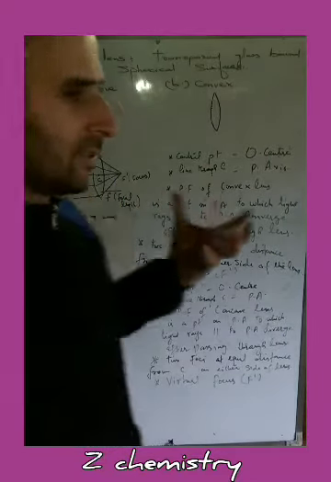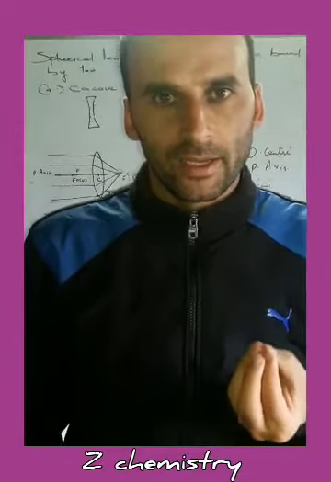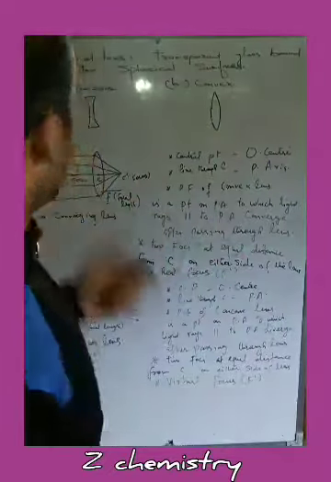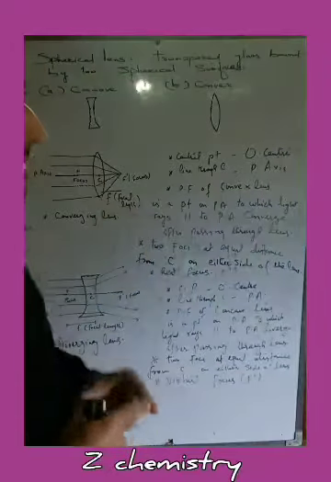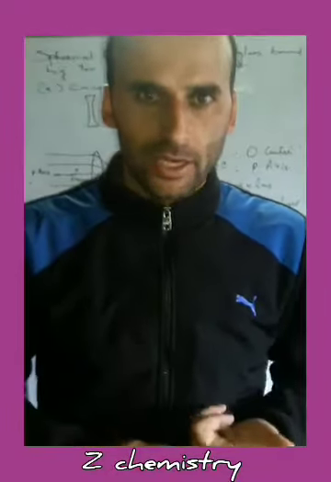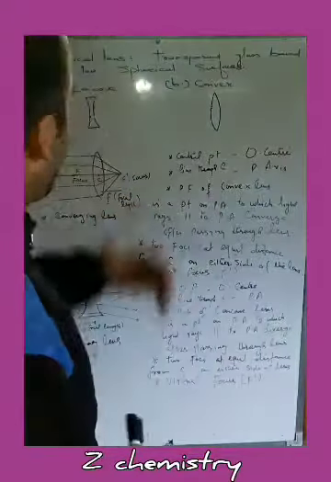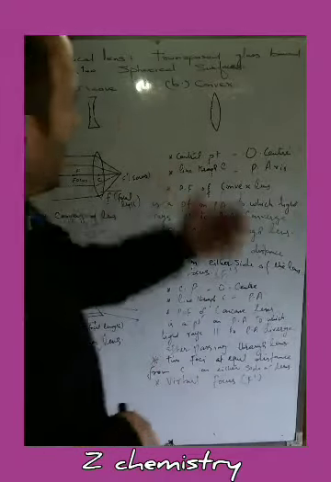Spherical lenses, or we can state that lenses, are basically transparent glass which is bounded by two spherical surfaces. A transparent substance which is bounded by two spherical surfaces. These spherical lenses are of two types. One is called a concave lens, and another is called a convex lens.